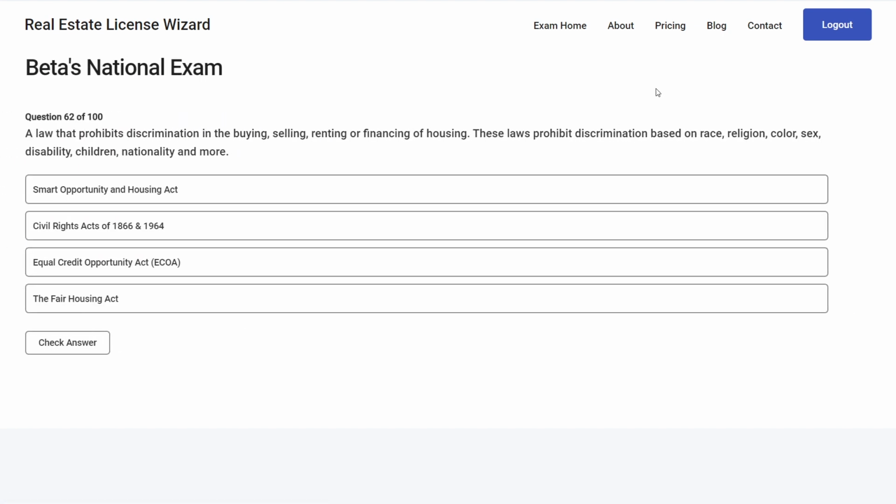Next question. 62. A law that prohibits discrimination in the buying, selling, renting, or financing of housing. These laws prohibit discrimination based on race, religion, color, sex, disability, children, nationality, and more. Is it the Smart Opportunity Housing Act? Is it the Civil Rights Acts of 1866 and 1964? I think I messed that one up on another video too. Is it the Equal Credit Opportunity Act, or the ECOA, or the Fair Housing Act? All right, think that one over. Come up with your answer for that one.